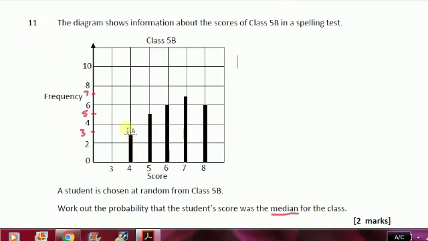Let's write down those. Score of 4 was obtained by 3 people. So there's 4 for the first one, 4 for the second, 4 for the third. There's 3 scores of 4. Score of 5 was obtained 5 times. So there's 5 5s in my list. Score of 6 was obtained 6 times. So there's 6 6s. Score of 7 was obtained 7 times. So there's 7 7s. And score of 8 was obtained 6 times. So there are 6 8s in my list.